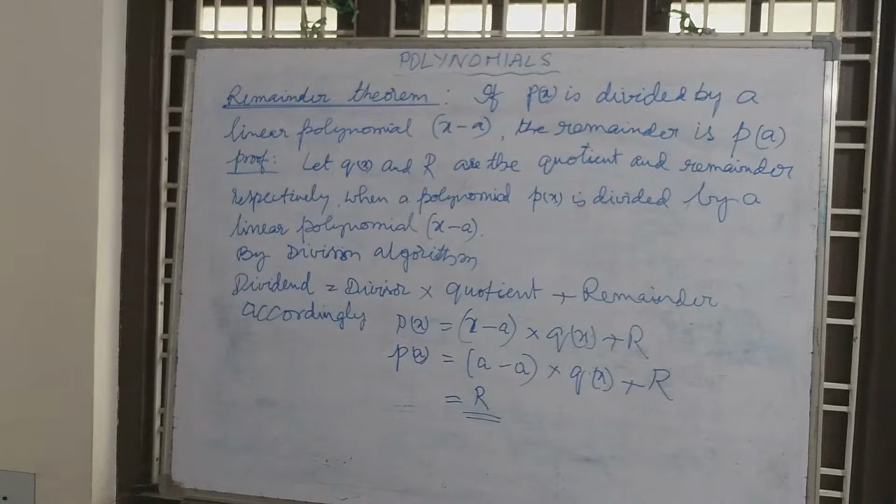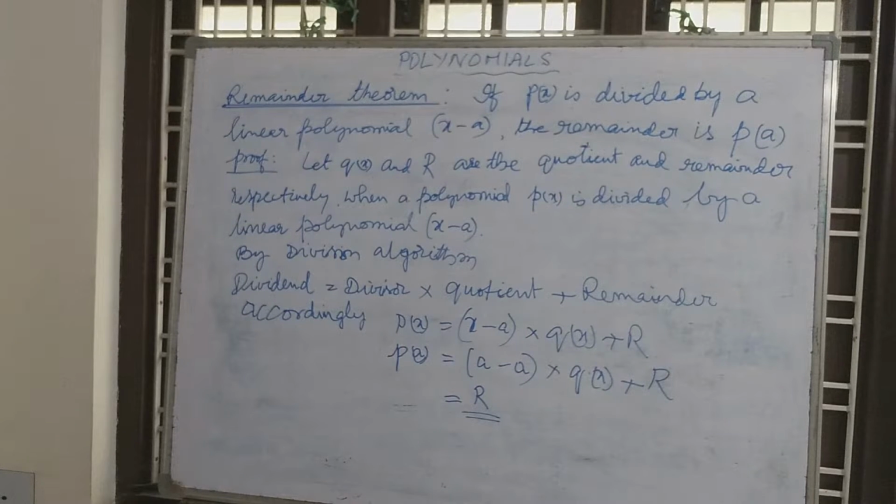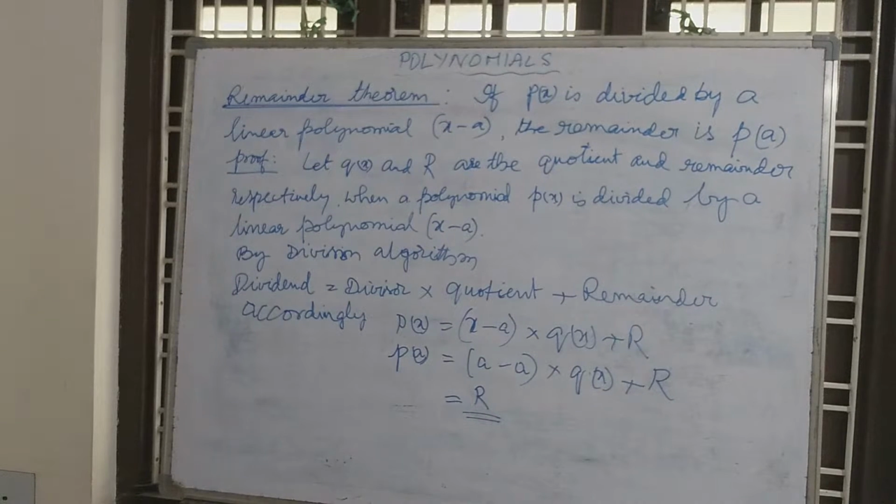Look here. Remainder theorem. If p(x) is divided by a linear polynomial x minus a, the remainder is p of a. That is the remainder theorem. Again I am repeating, if p(x) is divided by a linear polynomial x minus a, the remainder is p of a. Proof. Let q(x) and r be the quotient and remainder respectively when a polynomial p(x) is divided by a linear polynomial x minus a.